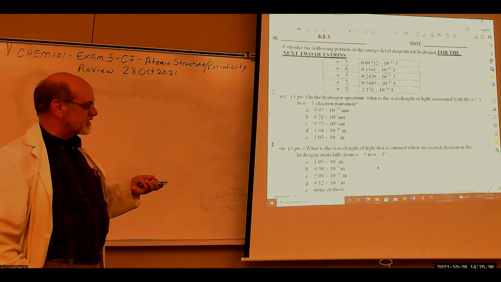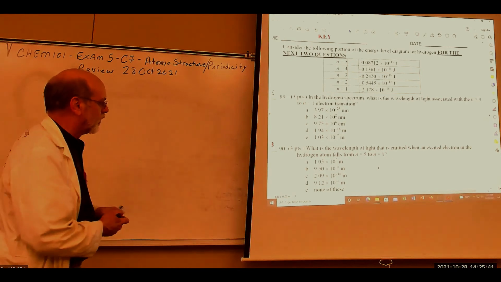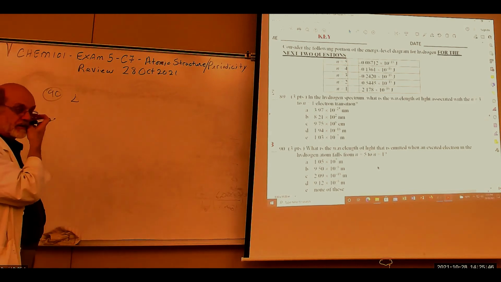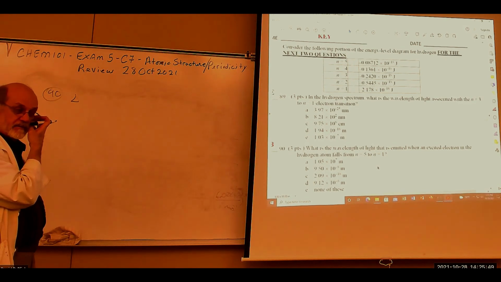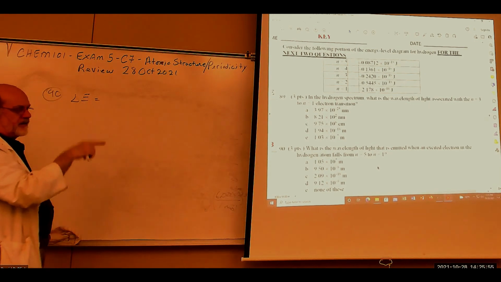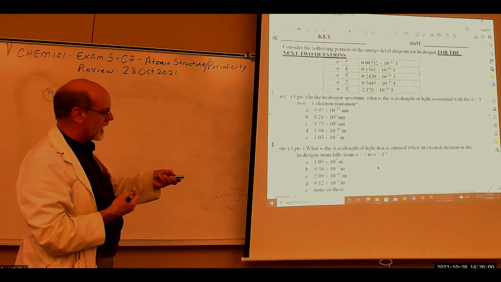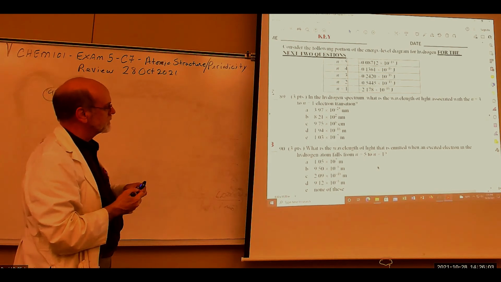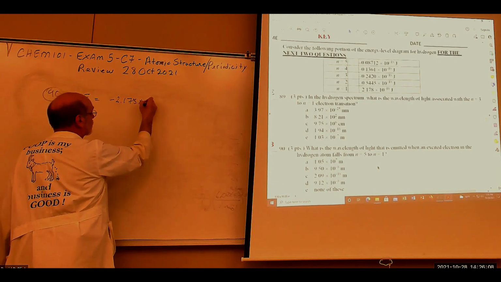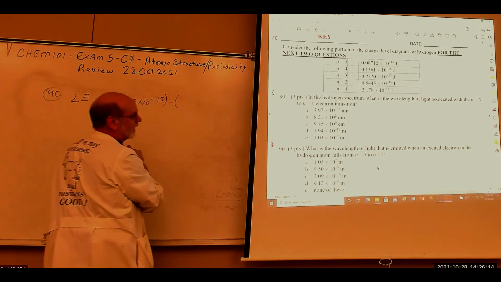The wavelength of light that is emitted when an excited electron of a hydrogen atom falls from n equals 5 to n equals 1. So the change in energy is what we want to find. Then we can equate it to energy in Planck's equation. So the change in energy is always final minus initial. So the final energy is n equals 1. Goes from 5 to 1. The final is minus 2.178 times 10 to the minus 18 joules. And then minus 5.